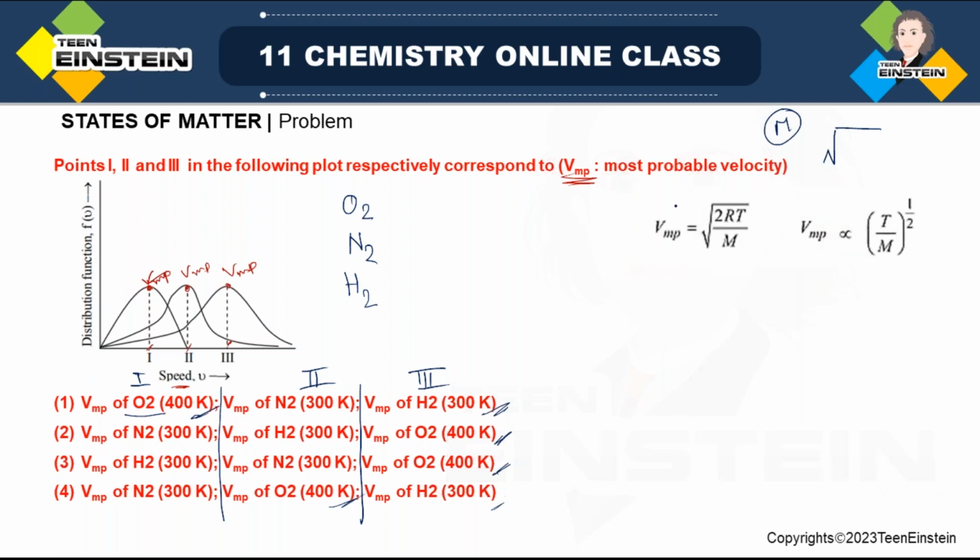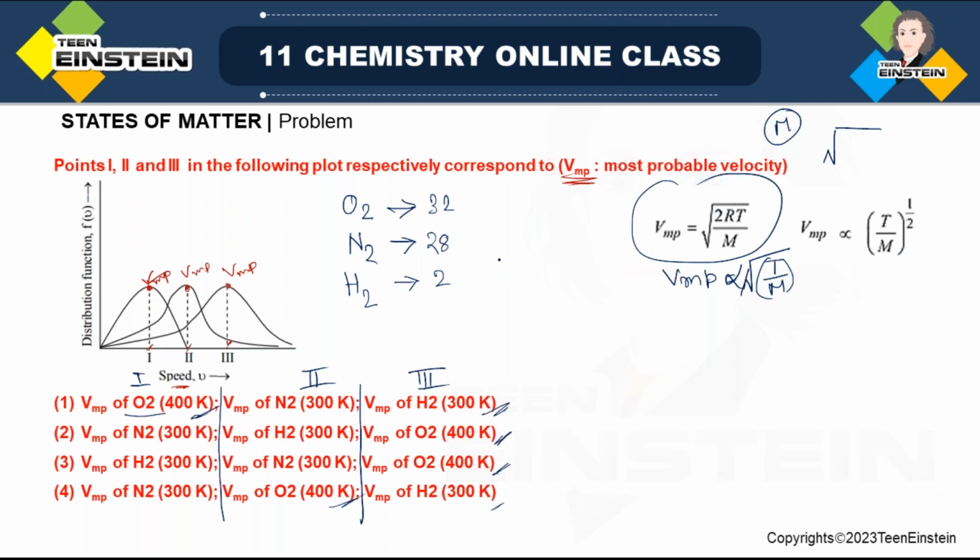So if you are using this, VMP is directly related to the root over value of T by M, because R is constant. So I can also write it is directly related to root T by M. Now why are we doing so? Because you have to calculate this T by M for each of these 3 gases. So for oxygen, the M value is 32. For nitrogen, the molar mass is 28. For hydrogen, it is 2. Oxygen, it is 32, 16 plus 16. Nitrogen, it is 14 plus 14. And for hydrogen, it's 1 plus 1.